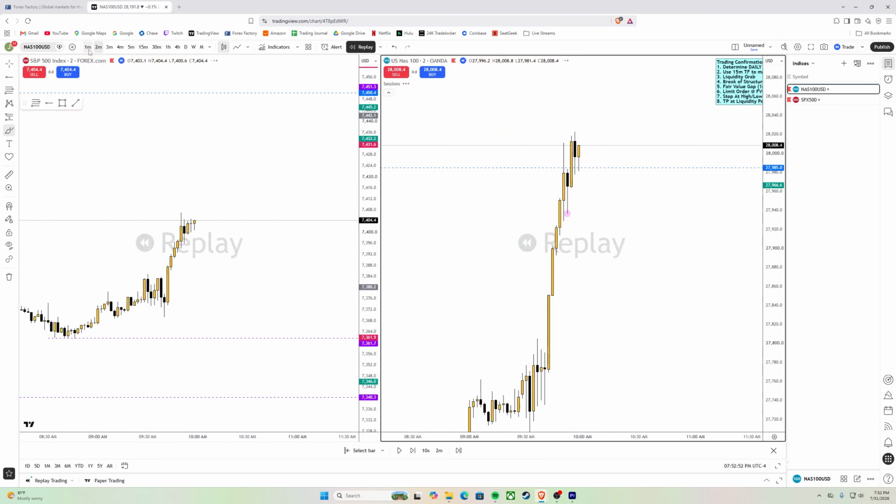Because at this point, if I go on the 2 minute time frame, you're seeing that on the 2 minute time frame, there's no swing point. This swing point only exists on the 1 minute time frame. So that means if you don't see it on the 2 minute, you're not going to see it on the 3, 4, 5 minute.